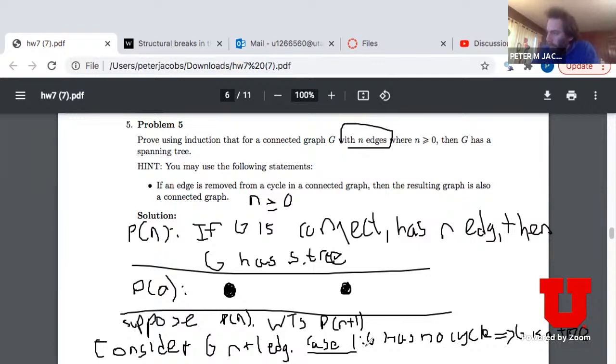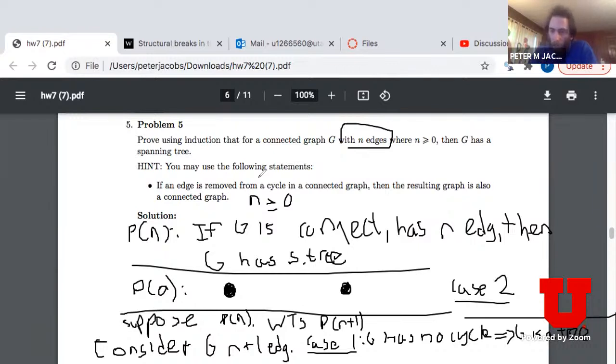So the other case, case 2, is that the graph contains a cycle. So now we're going to use the hint. It says here that if we remove an edge from the cycle, which we can do, we have a connected graph G, it contains n plus 1 edges, it has a cycle, we'll remove an edge from the cycle, then the resulting graph is still connected. So that's what we do.